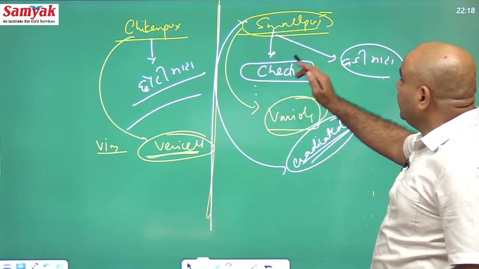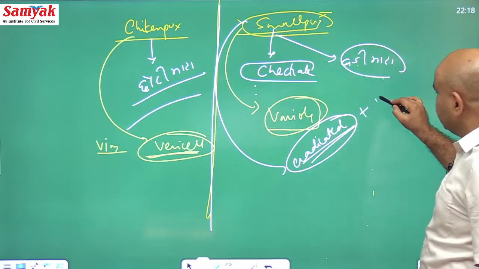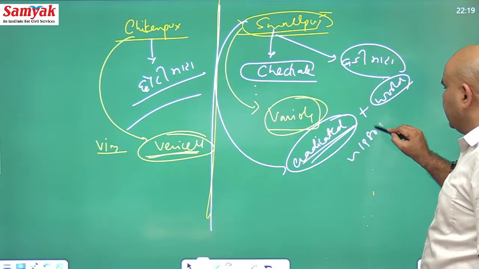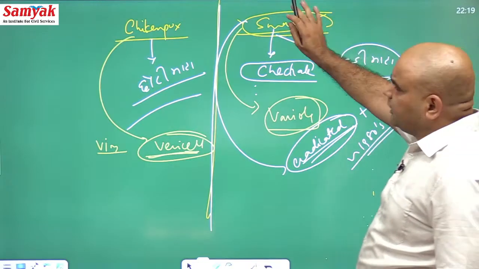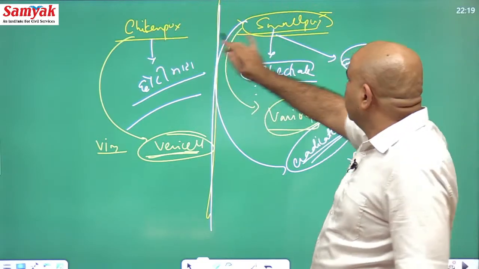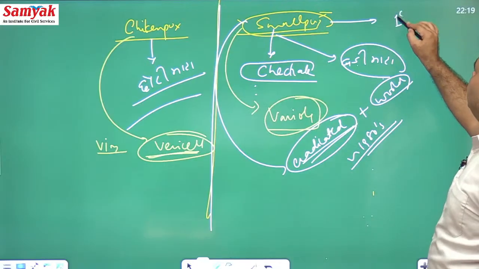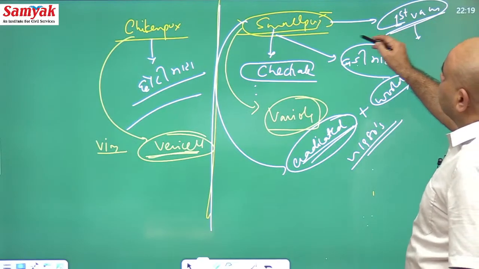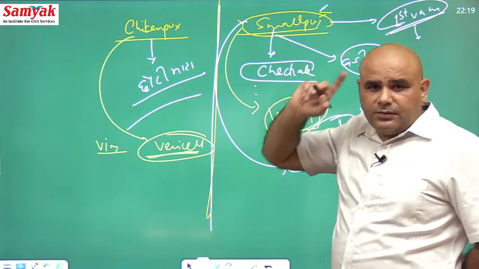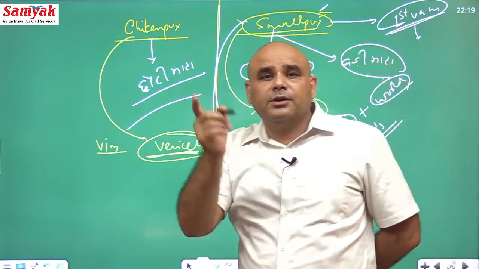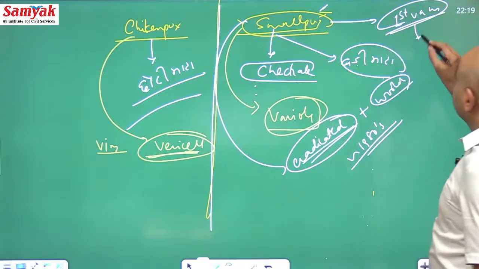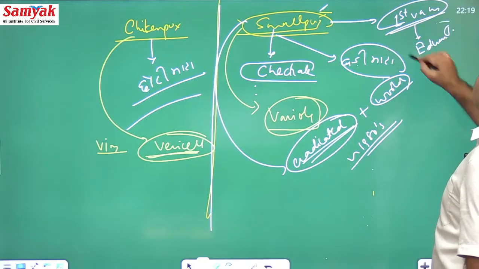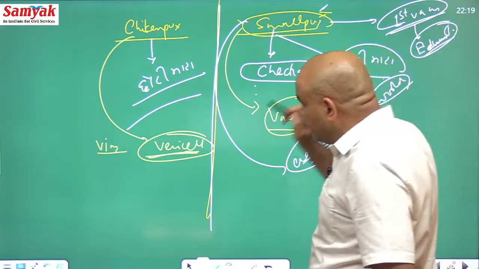Now it is eradicated from India, plus it is eradicated from the world. Around the 1980s was the time when the last case of smallpox was detected. Now you have to remember one more thing. The first vaccine of the world was the vaccine of smallpox. This vaccine was prepared by Edward Jenner.